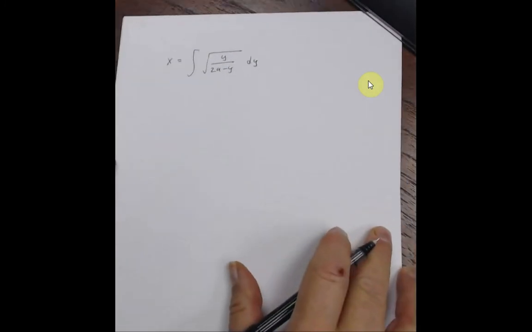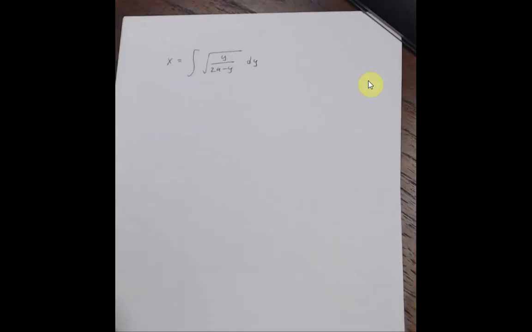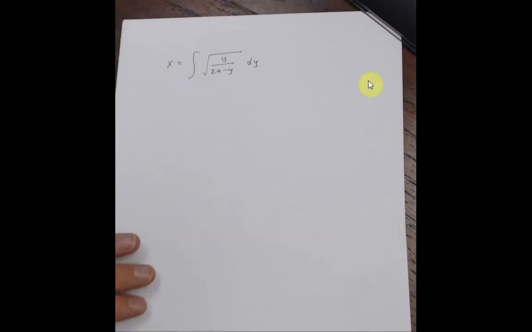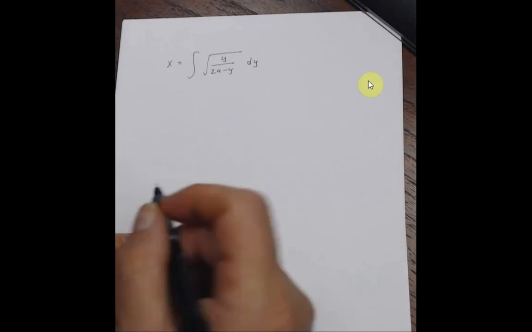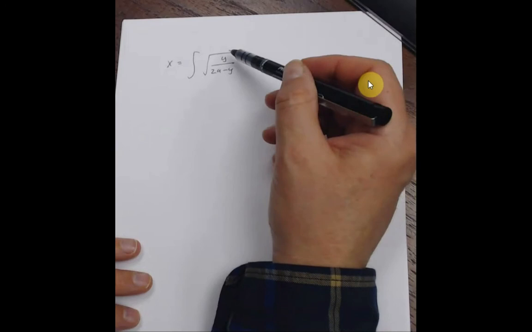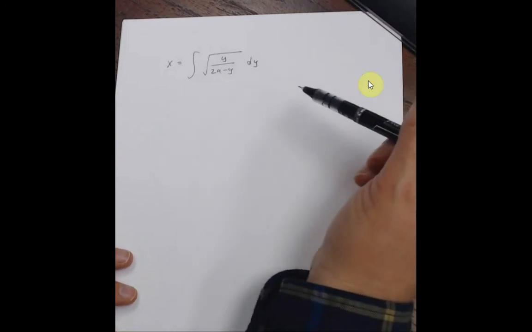Okay, so now we got to do this integral. Now one way you can do it is you can look in an integration table or try to have an online integrator do it for you. I'm going to show you how I would do it. First I'm going to do a little substitution, then I'm going to do trig substitution.